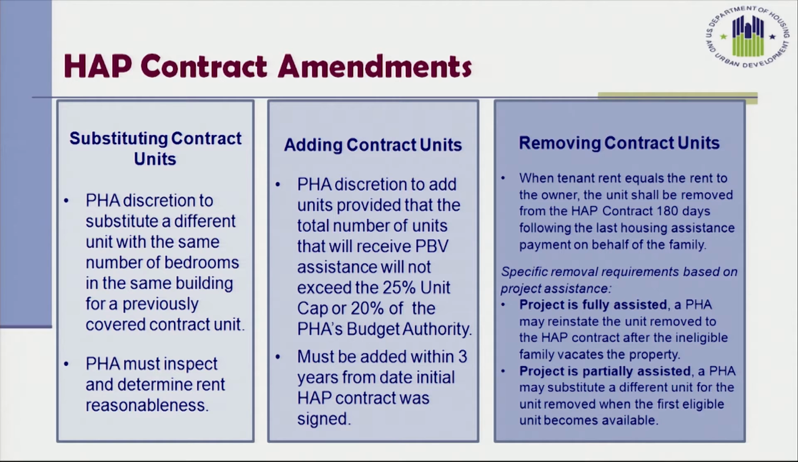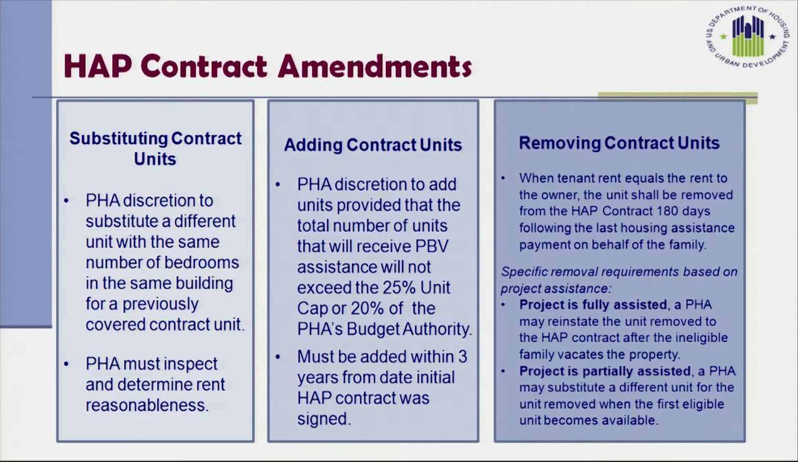Removing contract units. When the tenant rent equals the rent to owner, the unit shall be removed from the HAP contract. And we will get into tenant rent and rent to owner a little later in this section. The unit shall be removed from the HAP contract 180 days following the last housing assistance payment on behalf of the family.